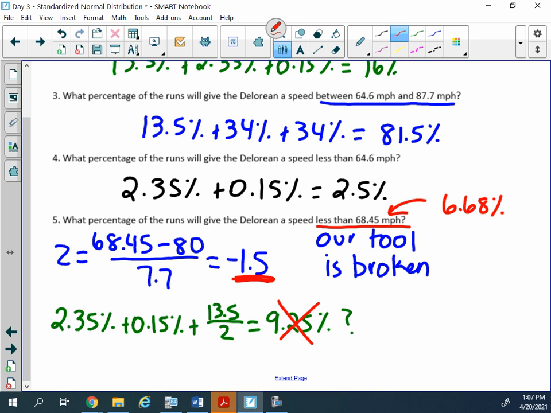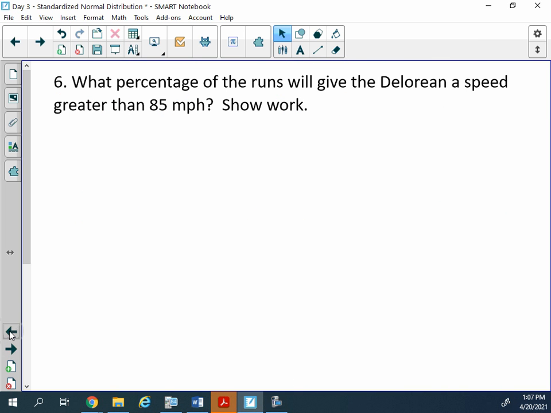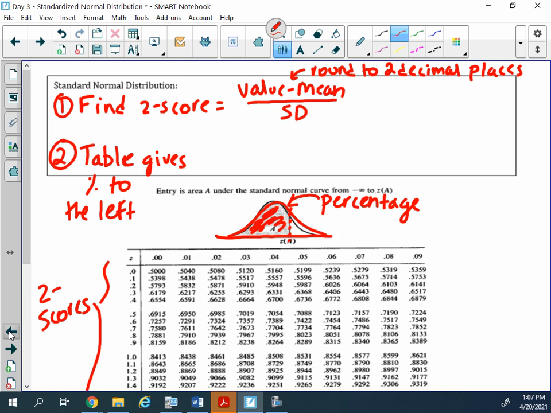Okay, so 9.25 does not work. So now let's go ahead and practice using our table to do some of these problems. Now one thing is, because I did say that it only gives you the percentages to the left, if you ever need to find the percentage to the right, what you would have to do is 1 minus the percent.